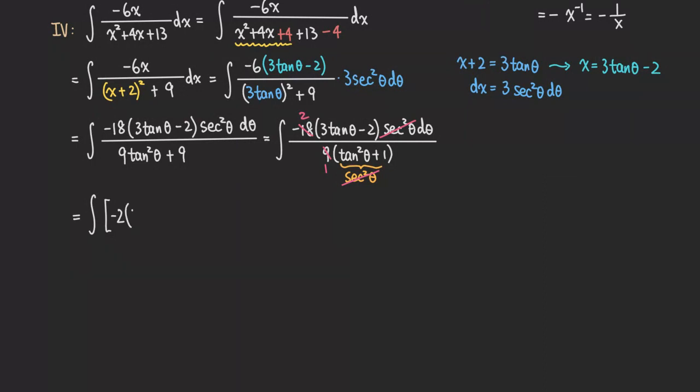And then 3 tangent theta minus 2. And then that whole thing, and then d theta here. Okay, so now it becomes a simple integral for us to integrate. So let's do it. I can actually distribute the -2 first. So it becomes -6 tangent theta plus 4.